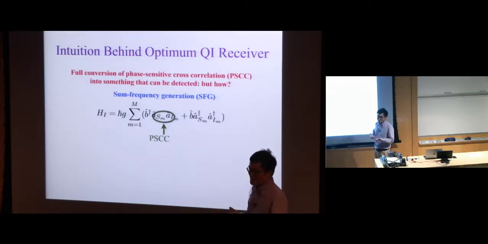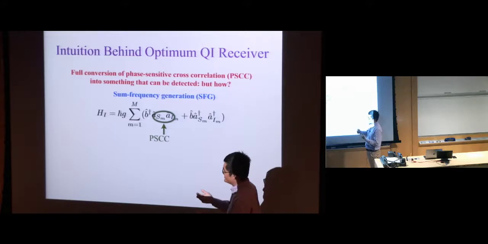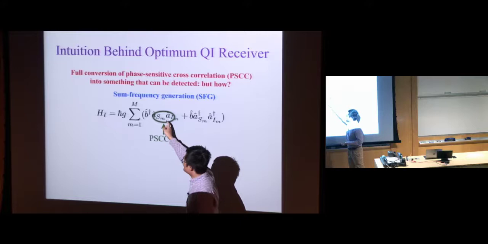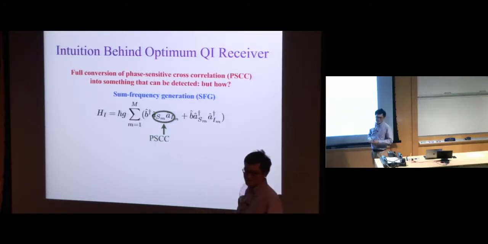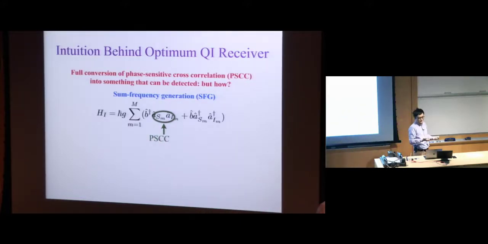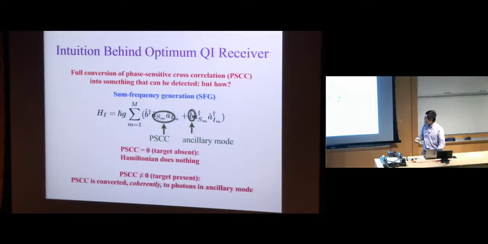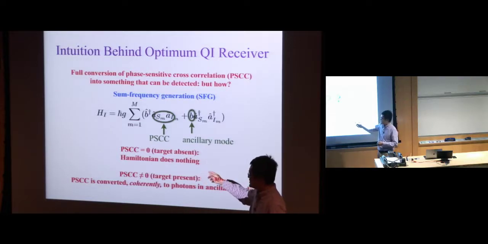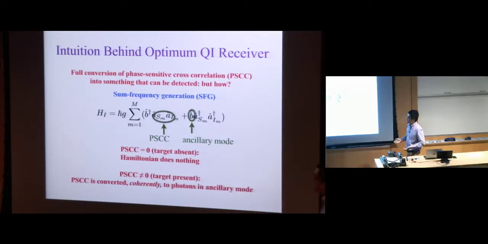So now you can imagine, if you apply this Hamiltonian to this system, you're going to have coherent conversion between the photons in these two modes and the photon in the ancillary mode. So if you detect the photon in the ancillary mode, you would be able to determine how much correlation was present in the signal and the reference return. So this is how we came up with this Hamiltonian. If this correlation is 0, the Hamiltonian does nothing. If it is not 0, it would perform coherent conversion between the three modes.